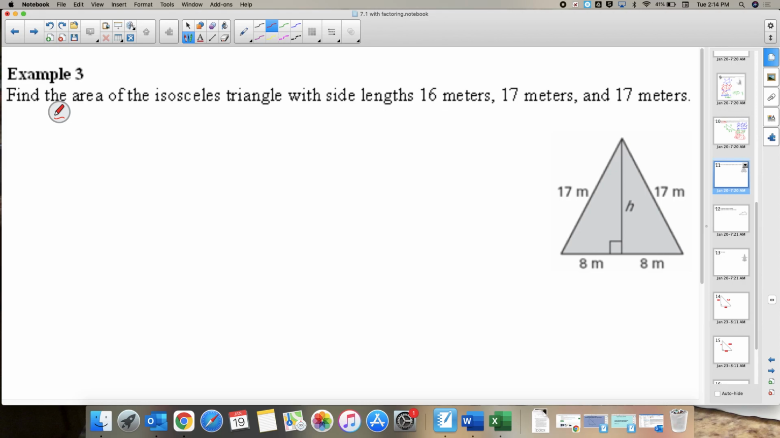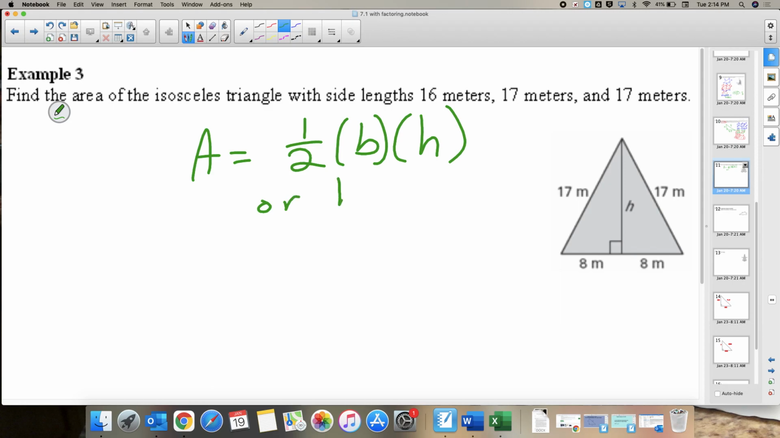Right. For example 3 then, it says find the area of our isosceles triangle with our side lengths that are there. 16 meters, 17 meters, 17 meters. So, in order to find the area of a triangle, area is 1/2 the base times the height, or base times height divided by 2. So, our base here is 16. Remember, the key is a base and a height must intersect to form that 90-degree angle.